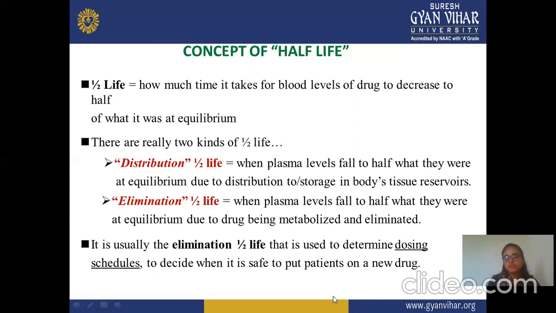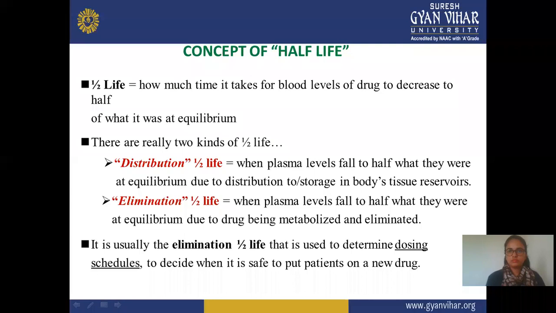This distribution half-life is when the plasma level starts to fall as the drug equilibrates, distributing or storing in your body reservoir. If this parameter is observed, it is known as distribution half-life. And next is the elimination half-life. This is when the plasma level falls to half of what it was at equilibrium due to the drug being metabolized and eliminated, and this is usually after the distribution half-life.